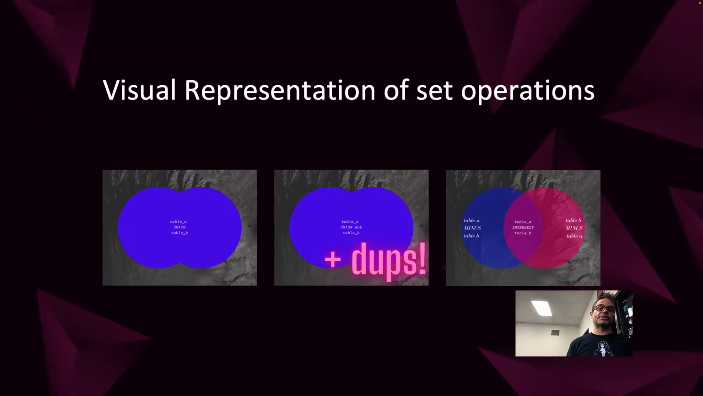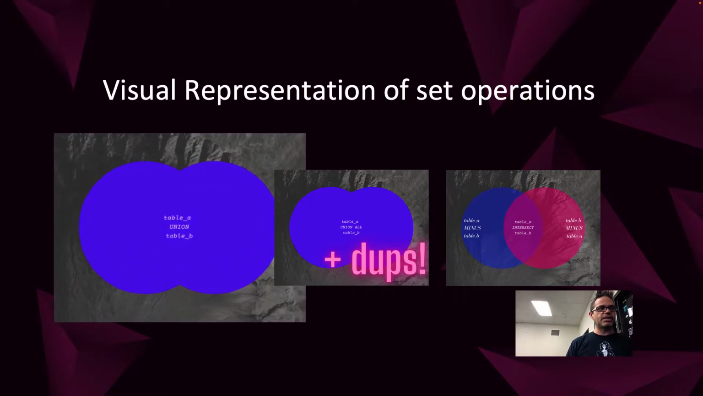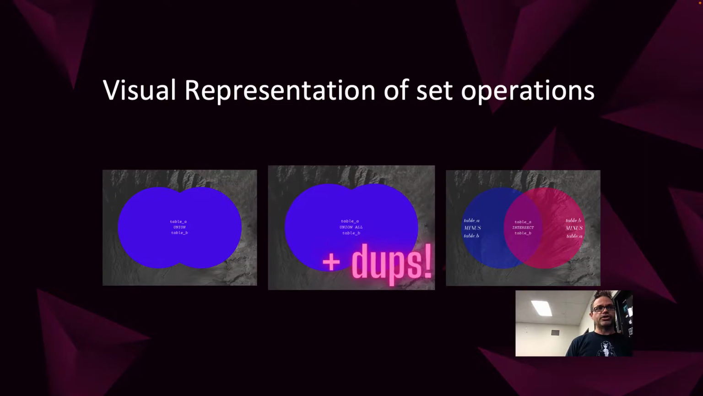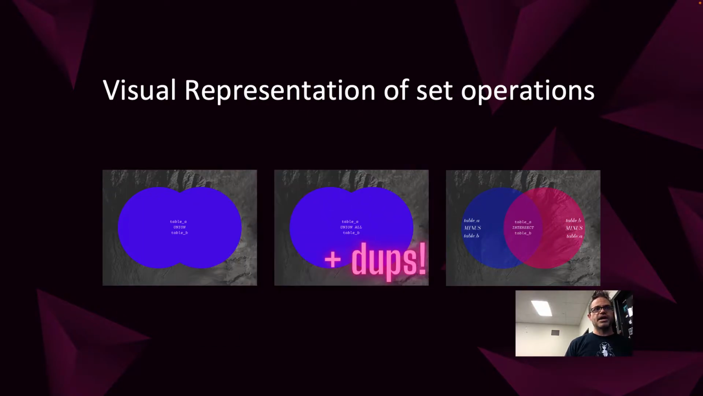We have a quick visual representation of our different set operations. This might be something you've actually seen before in the past from one of your other classes. And so we have our first one, table A, union, table B. We have our union all, which is the same thing plus dupes. And then we have minus, intersect, and minus again on the opposite side, so we can see what those are. We'll go ahead and take a much more detailed look at these as we go through these next few slides.